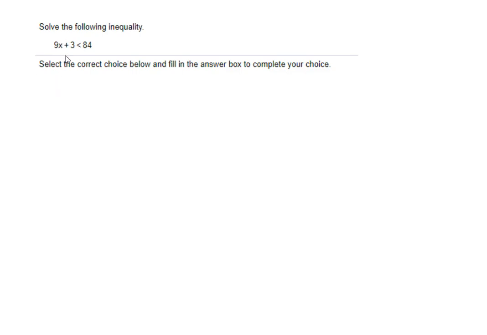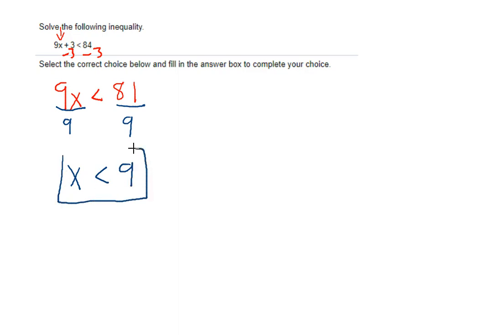So we have 9x plus 3 is less than 84. The first thing we want to do with these inequalities is solve them for x. And you will solve them for x exactly the same way as you solve an equation. So you're going to isolate x, try to get x by itself on one side. First step, just like we would do for an equation, is to subtract 3 from both sides. So we're going to get 9x is less than 81. And then we'll divide by 9 on both sides. So that's pretty straightforward. So we get x is less than 9. So that's solving the inequality for x.